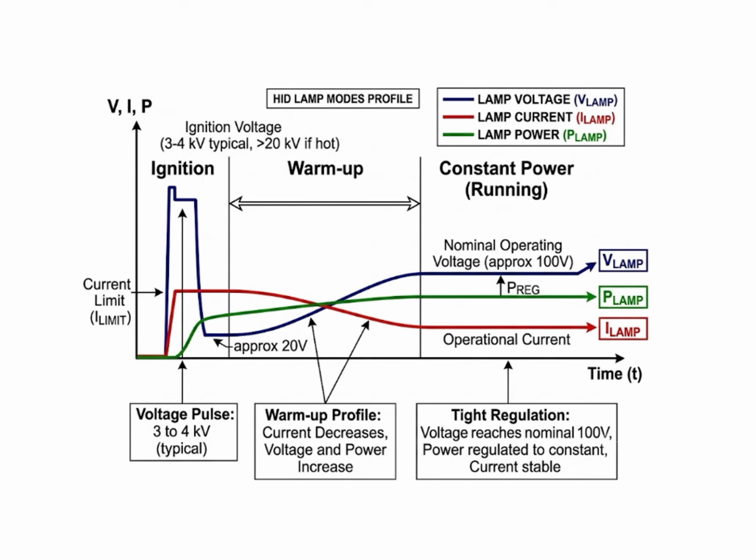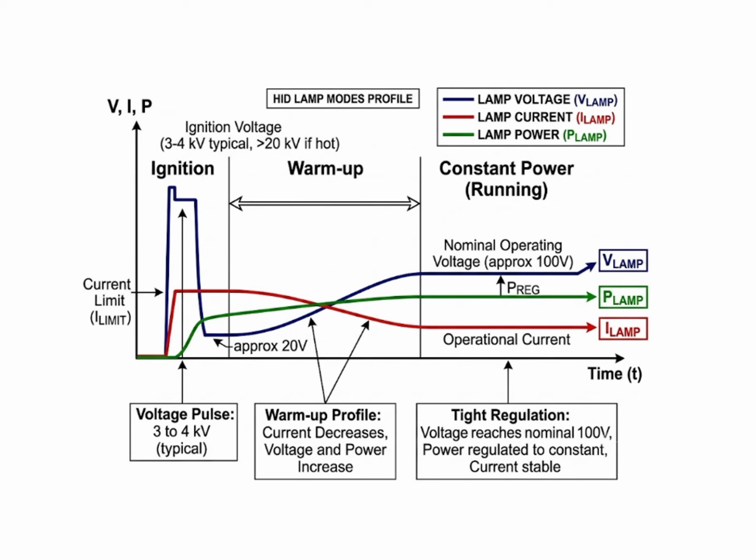The first stage is the ignition stage. At the instant the lamp is switched on, the ballast generates a very high ignition voltage to strike an electric arc between the electrodes. At this stage the lamp voltage is very high, while the lamp current is nearly zero because the arc has not yet been established. One point to note is that the high voltage pulse ionizes the gas inside the arc tube and initiates conduction.